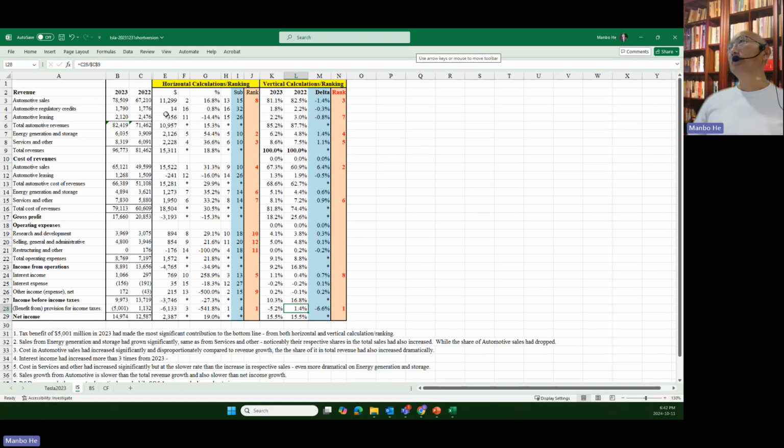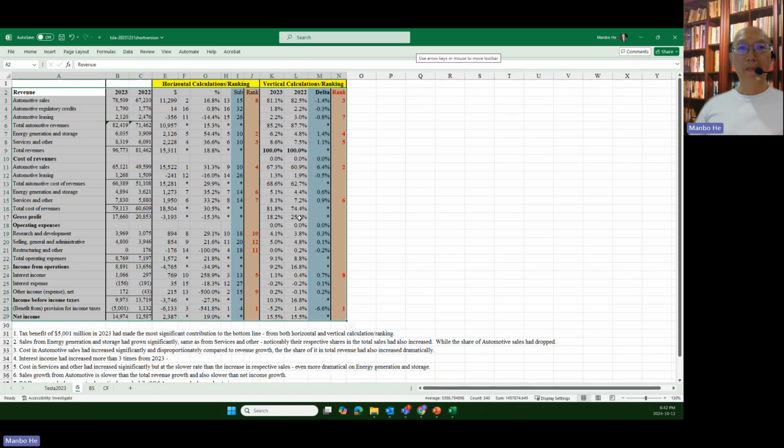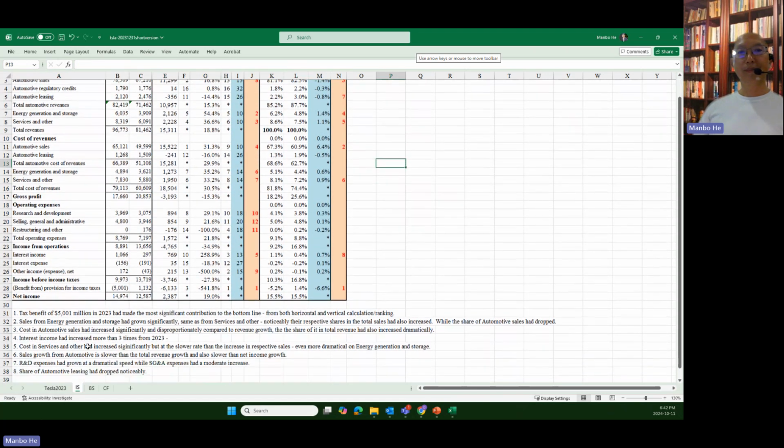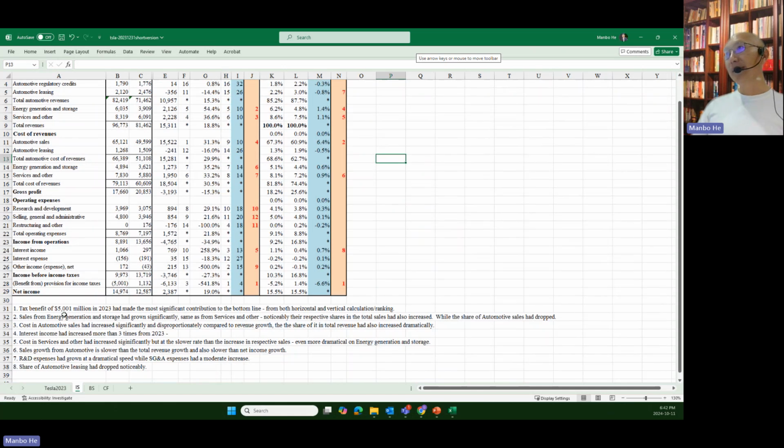Okay, so now with this chart, we've completed our calculation and ranking, right, for the initial financial statement analysis for this income statement. And we need to summarize our findings, right? So here is, again, a demonstration of the findings we can get from Tesla's financials, right? So the number one item, the first item we got from both horizontal and vertical analysis, is tax benefit. This is a tax benefit because the government owes Tesla $5 billion in tax, right? So this is a tax benefit.